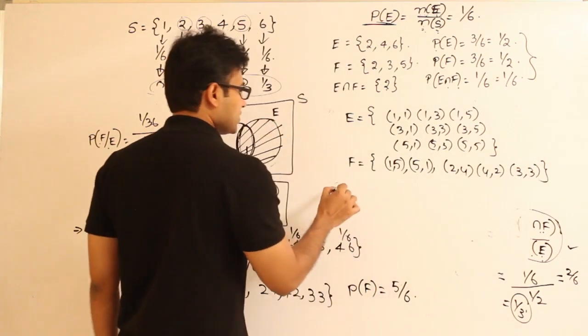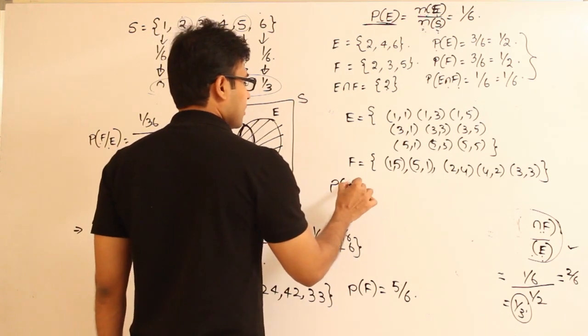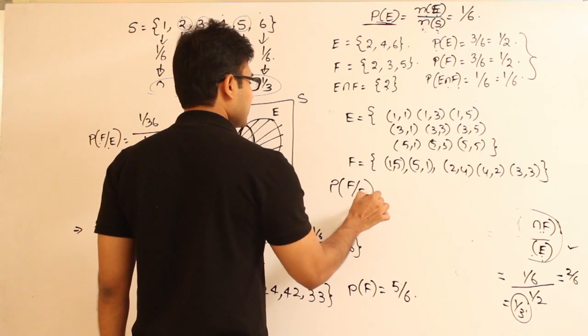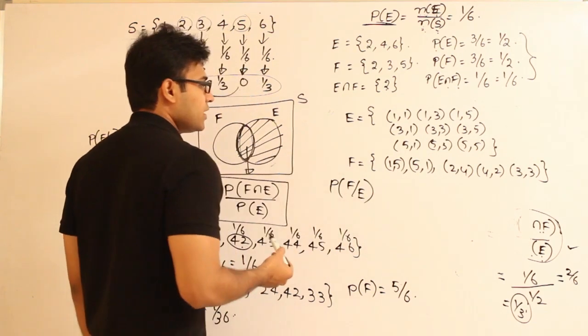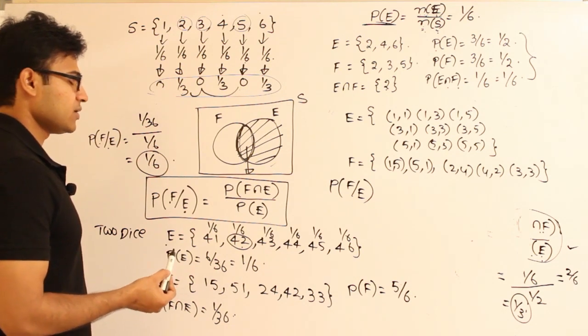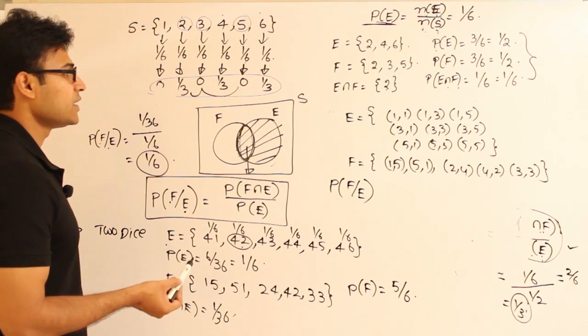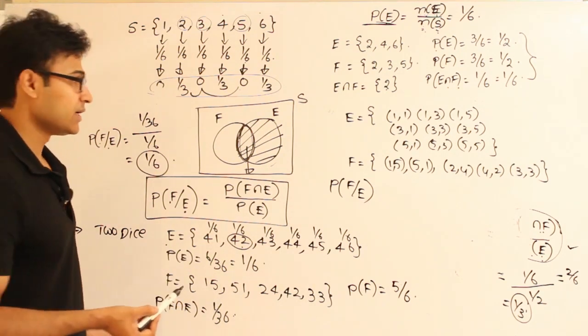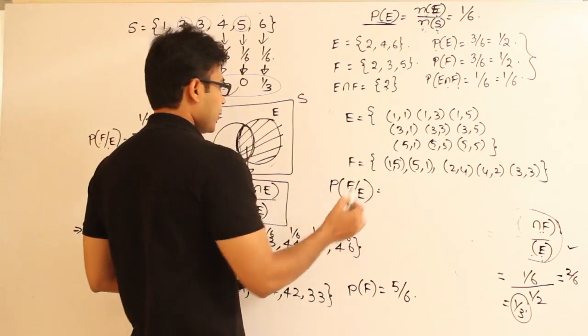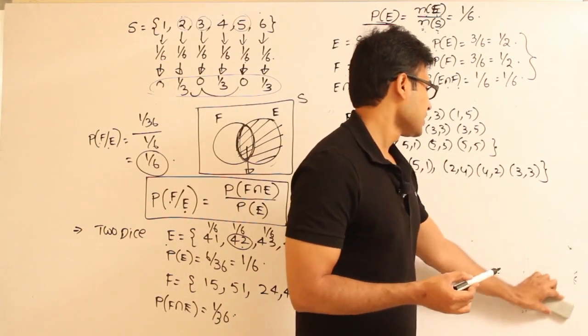Now what is the probability of getting F given that E has occurred, which means if it is already known that both the outcomes on the dice are odd numbers, then what is the probability that the sum of the dice is actually 6? If that is the question, how are you going to answer it? Now again, we can do it in all three methods. You can choose any of these three methods, right?